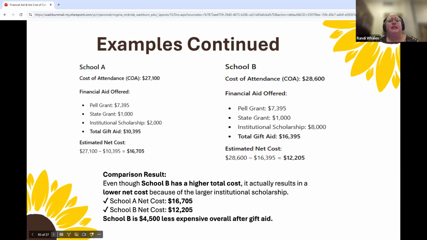Comparison results. Even though School B has a higher total cost, it actually results in a lower net cost because of the larger institutional scholarship. School A net cost is $16,705. School B net cost is $12,205. School B is $4,500 less expensive overall after gift aid.